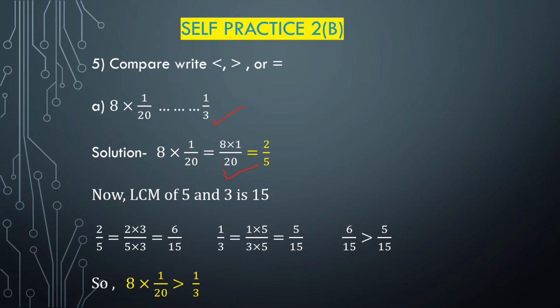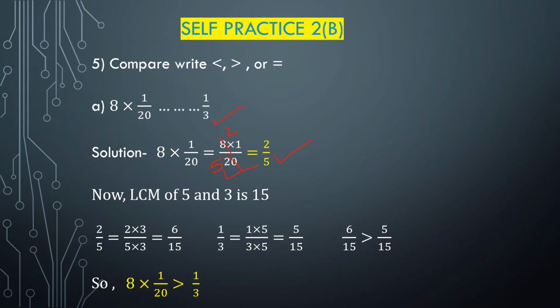Now we cancel 8 and 20 with 4. 4 multiplied with 2 is 8 and 4 multiplied with 5 is 20. Now we get 2 multiplied with 1 is 2, 2 divided by 5. We get 2 divided by 5 and we have to compare this 2 divided by 5 with 1 divided by 3. Now we have to find out the LCM of denominators 5 and 3.